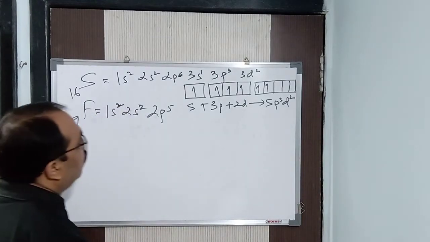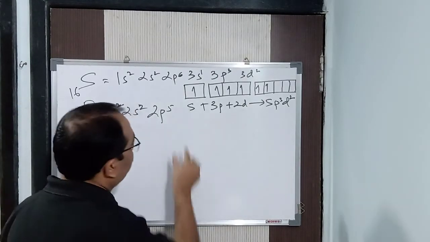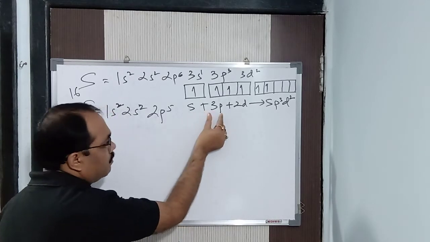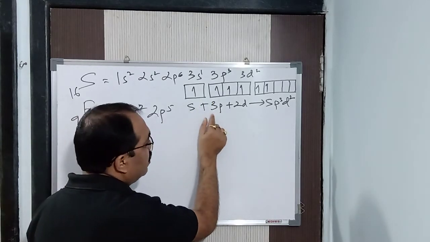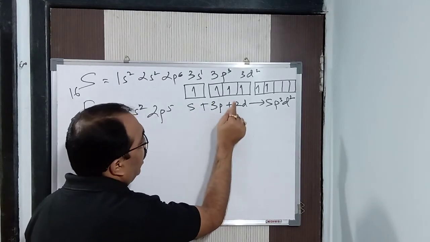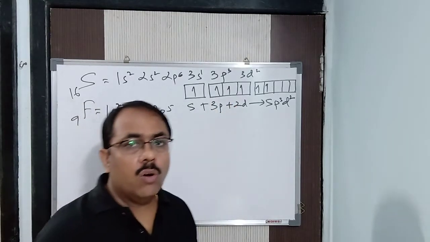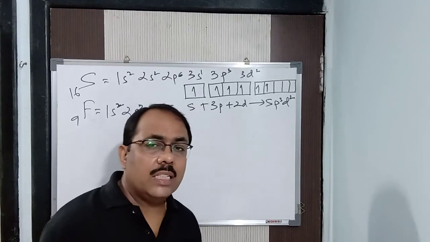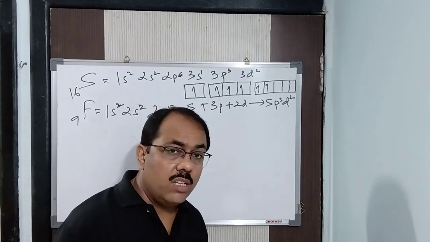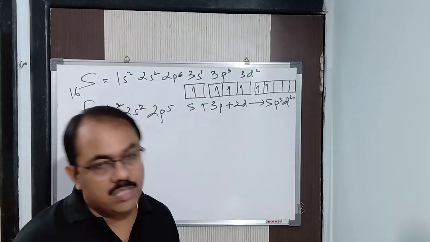So now what are the subshells involved? I already said, the s subshell and 3p subshell. So what are the orbitals in 3p? 3px, 3py and 3pz, and the 3d subshell is involved. We can say that. Clear? So here what you find is that the 3d subshell is involved. Now which orbitals of 3d are involved here?